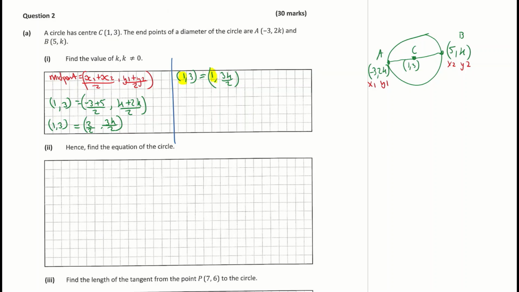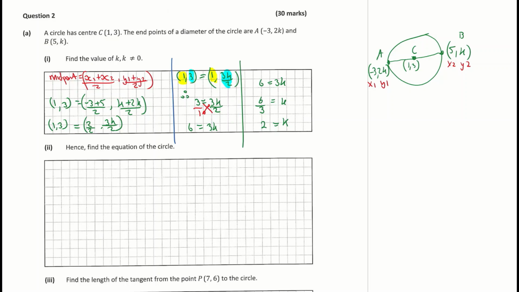Now I'm looking for the y part of my coordinate, which is 3, but I have it as 3k over 2. So I just need to figure out what I need to sub in there for k to multiply by 3 and divide by 2 to get 3. So therefore, 3 must equal 3k over 2. Get your common denominator of 2 or cross multiply, which will give me 6 equals 3k. So dividing across by 3 will get me the value of k, which is 2. Okay, that's part 1 done, the value of k.